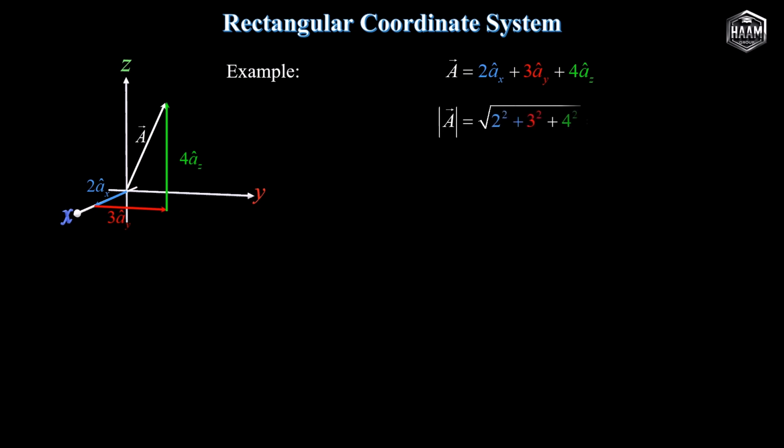The magnitude of vector A can be obtained from this relation: the magnitude of A equals the square root of 29. Now, if we wish to find the unit vector along A, we must divide A itself by its magnitude, i.e. the square root of 29, which gives the corresponding unit vector.